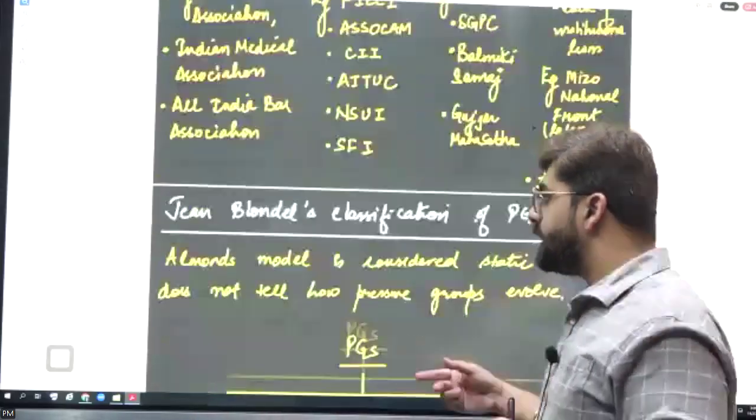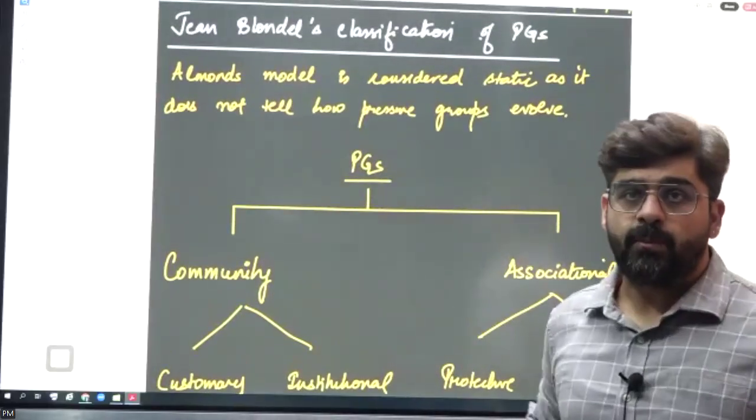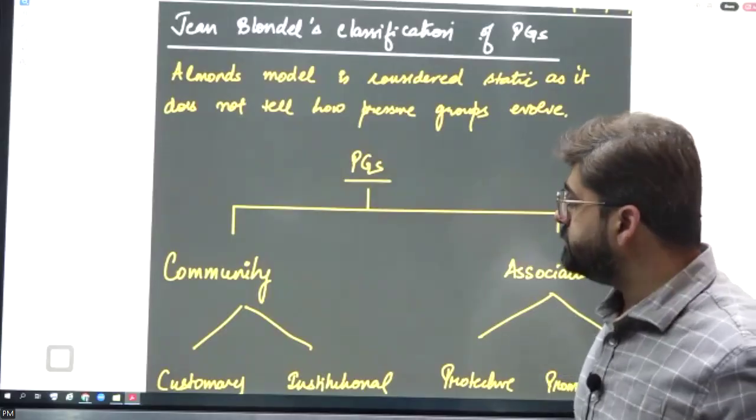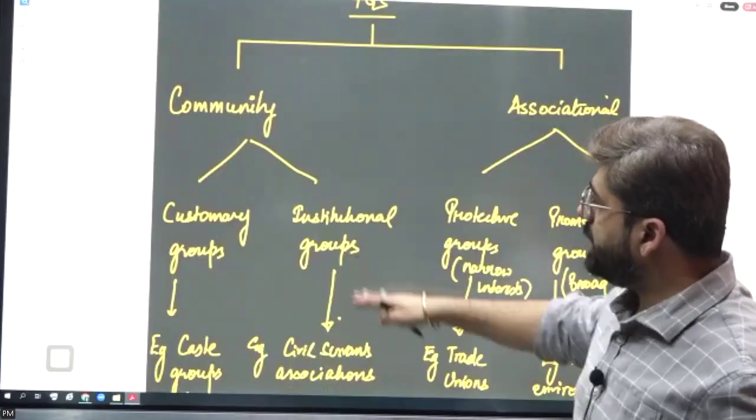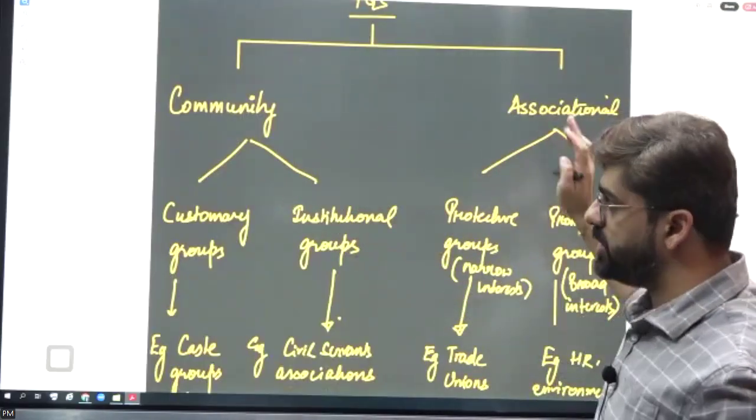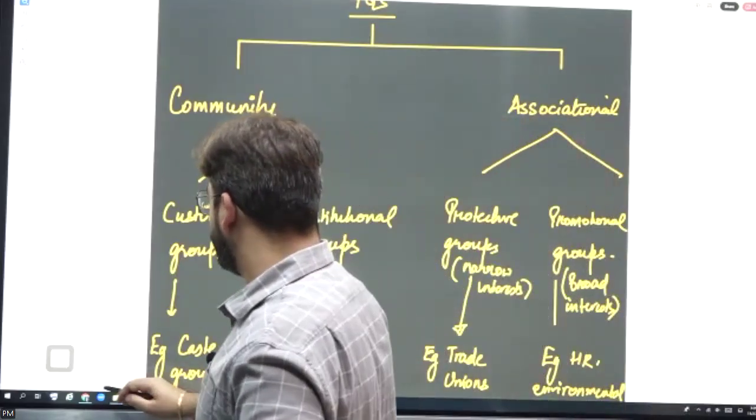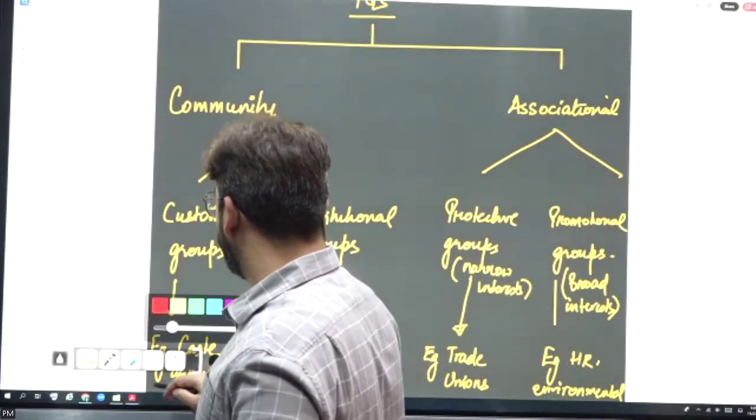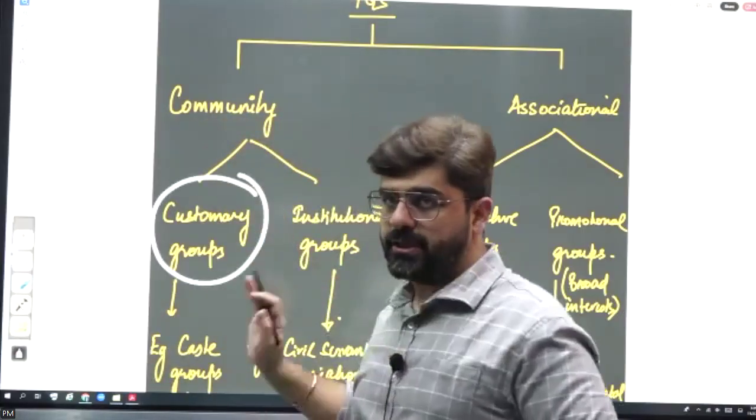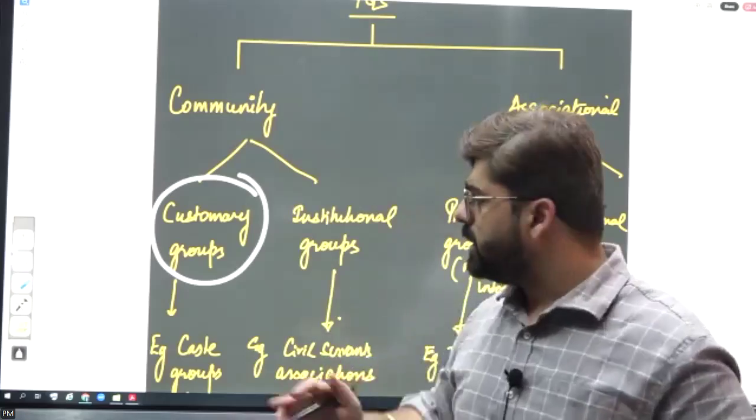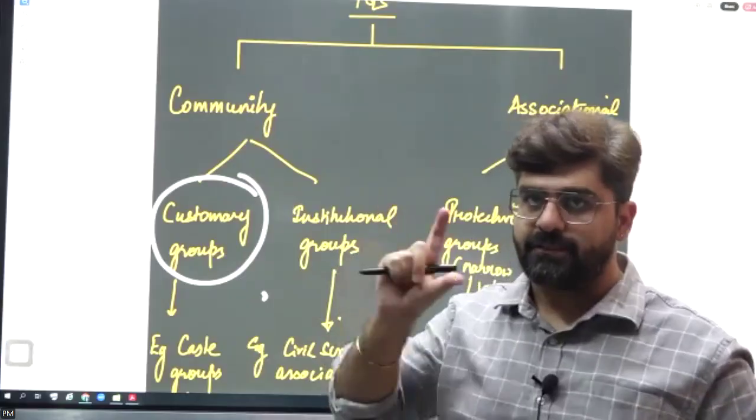तो इसके लिए एक और क्लासिफिकेशन यूज की जाती है, द क्लासिफिकेशन ऑफ जीन ब्लॉन्डल. जीन ब्लॉन्डल ने कैसे क्लासिफाई किया है प्रेशर ग्रुप्स को? दो कैटेगरीज में, एक कम्युनिटी बेस्ड एंड दूसरे एसोसिएशनल. अब कम्युनिटी बेस्ड में उन्होंने कहा कि या तो कस्टमरी ग्रुप्स होते हैं. व्हाट आर दीज कस्टमरी ग्रुप्स? फॉर एग्जांपल, कास्ट ग्रुप आर कस्टमरी ग्रुप्स, एंड कास्ट के बेसिस पे प्रेशर ग्रुप बनेगा तो उसको वो बोलेंगे कस्टमरी ग्रुप है और वो कम्युनिटी के अंदर क्लासिफाई होगा.